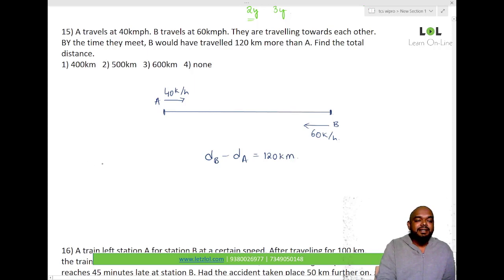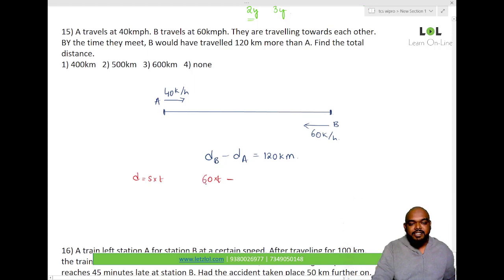How do we calculate a distance? We know that distance is equal to speed into time. So distance traveled by B will be, let us assume both of them traveled for T hours, 70 into T, minus distance traveled by A will be how much? Sorry, not 70, this is 60, speed of the B.